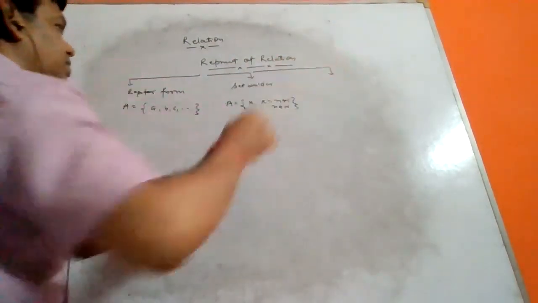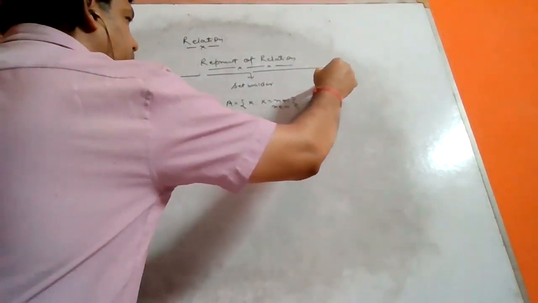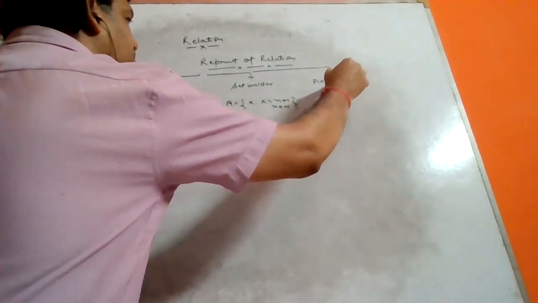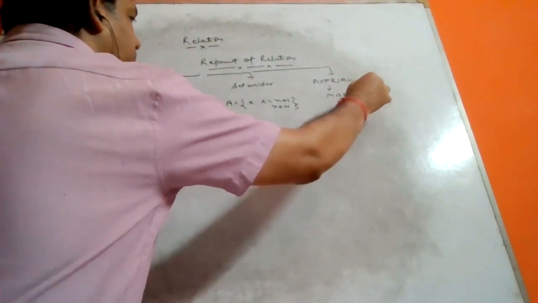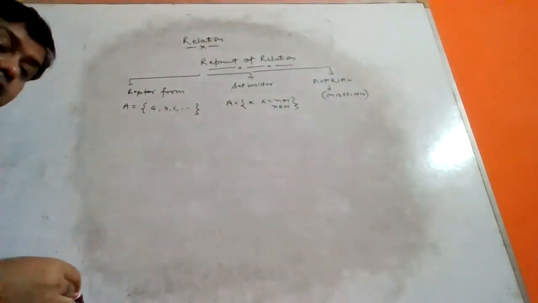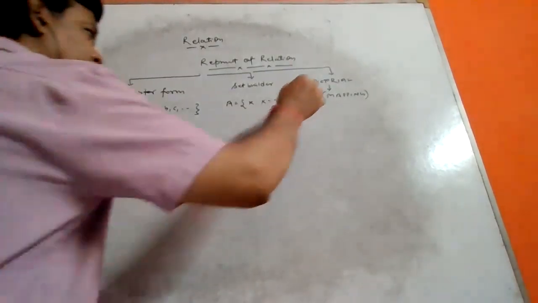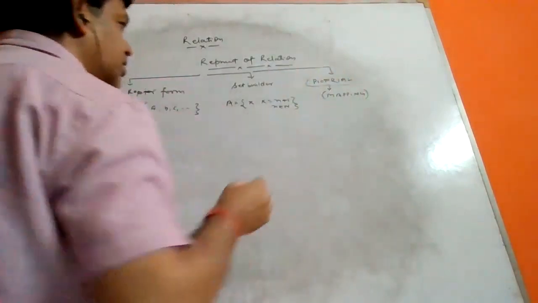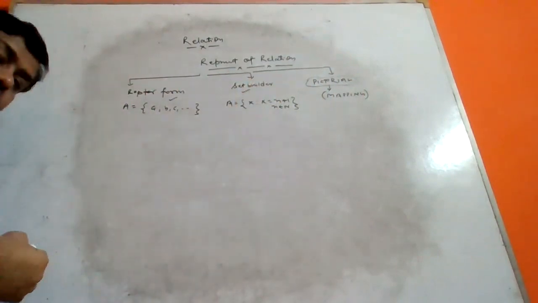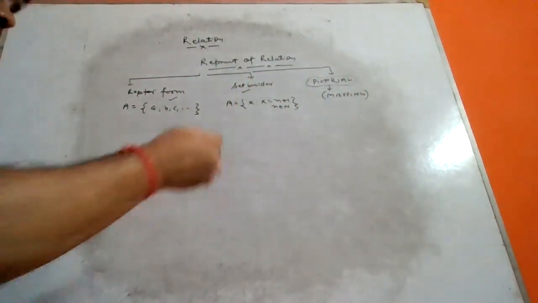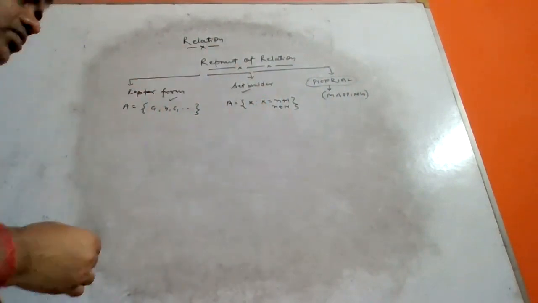And the next one is the very most important part. That is your pictorial diagram. Pictorial diagram is also known as mapping. Some writers use the word mapping. In this mapping, you can represent a relation between A to B or B to A. This one is already done in your chapter 1, that is sets: how to represent roster form, how to represent set builder form, and how to convert each to the other, roster to set builder or set builder to roster.